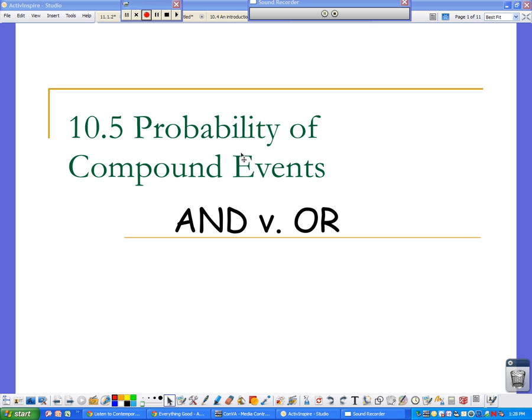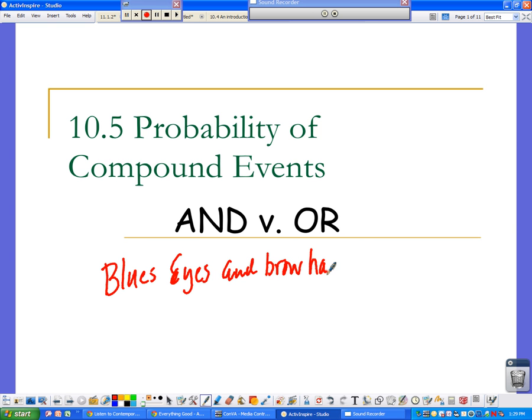Okay, so in other words, like we wanted somebody that had blue eyes and brown hair. So in other words, we've got to select a person that meets both criteria. They have blue eyes and they're going to have brown hair.